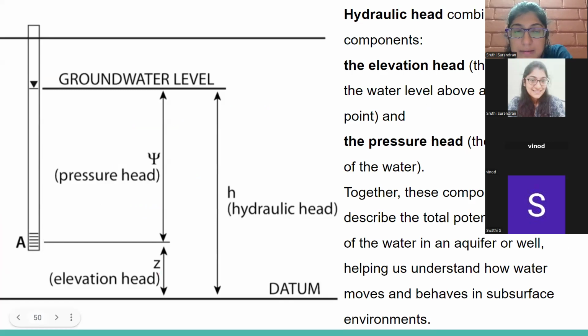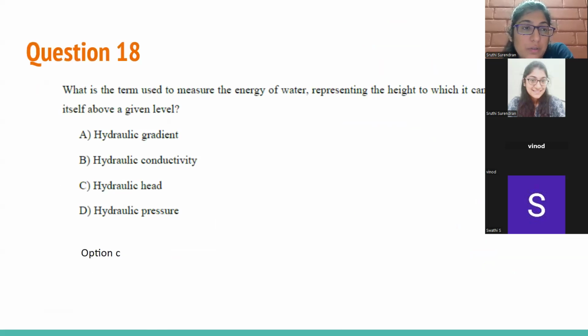So hydraulic head is a combination of the pressure head and the elevation head. This is both a function of the position of water. So even if the position of water is here, as a result of the pressure of water, the elevation also needs to be added on to this height of the water. So hydraulic head would be the answer. So the correct answer is option C. Height to which it can raise itself is a function of the pressure head as well as the elevation head. And totally, these two quantities are called the hydraulic head.